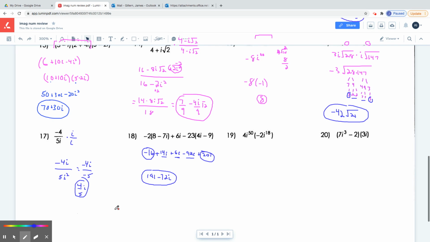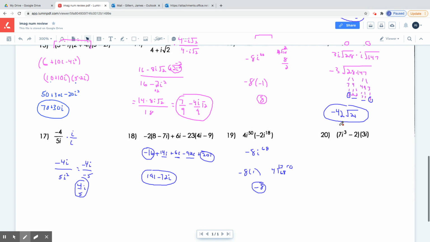All right, 19. So let's multiply this out. 4 times negative 2 is negative 8. So this is very similar to the one we did up here, right above it. And then we do 50 plus 18 is, what is that, 68? Well, how many times does 4 go into 68? 4 goes into 68 evenly, right? It's 17 times, so the remainder is 0. When the remainder is 0, it goes in evenly. That means it's i to the 4th, which is just 1. So it's negative 8 times i to the 68th, which is really just 1, so negative 8 times 1 is negative 8.